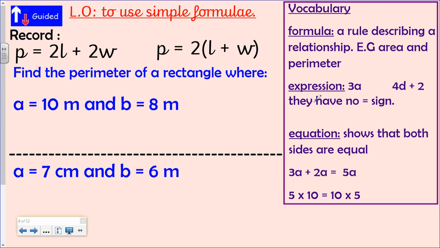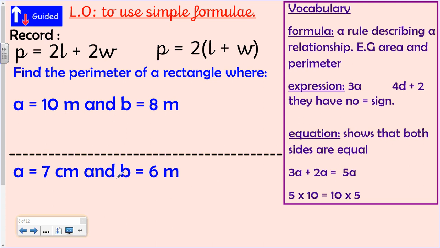An expression is what we looked at before. So 3a is an expression. 4d add 2 is an expression. Expressions have no equals sign. An equation shows that both sides are equal. Okay, so that's what that means. 3a add 2a equals 5a. We've spoken about this before. You've got to have equal on both sides of the equals sign. So 5 times 10 equals 10 times 5. This is an equation. Both sides are equal. So just a bit of vocab for you there.